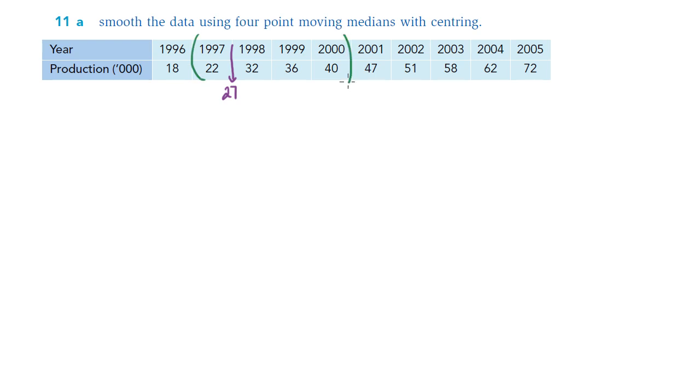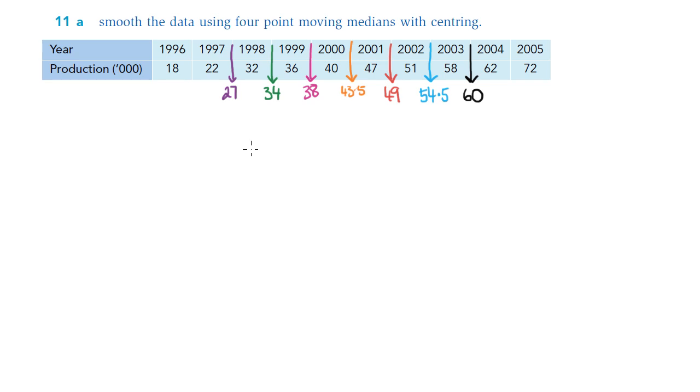Next group of 4 is these ones with 22, 32, 36 and 40. Which one is the median? Oh, they're in order again. How helpful. 34 is my median there. Next group of 4. 32, 36, 40 and 47. Median will be halfway between 36 and 40, which is 38. Next group. Median is going to be halfway between 40 and 47, which is 43.5. And so on for the other groups.